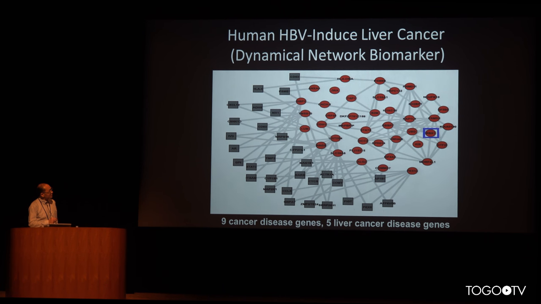This is the DNB, about 30 genes, the dynamic network biomarker. Then we found, very interestingly, that this group of genes is strongly related to cancer. Nine of them are cancer disease genes, five are liver cancer disease genes. So it's strongly related to cancer and also metastasis.